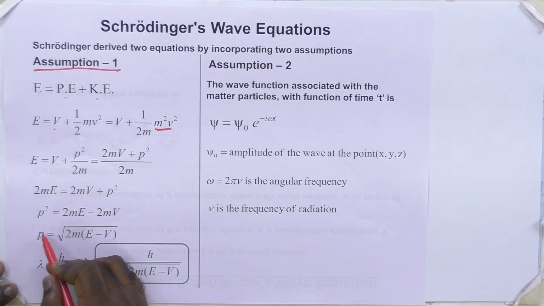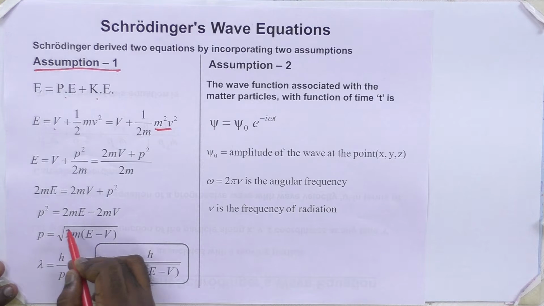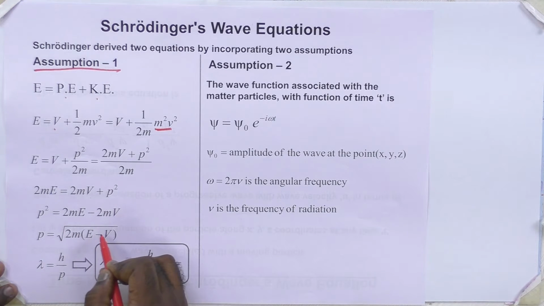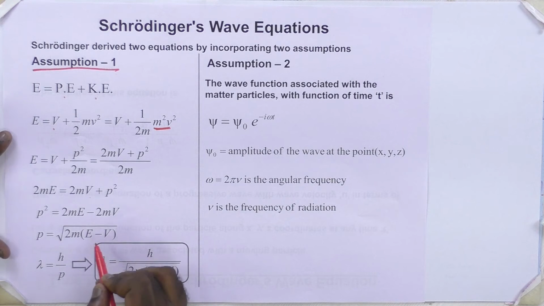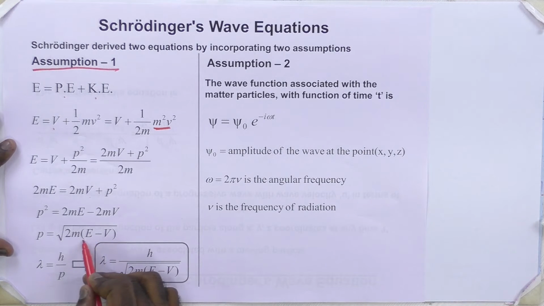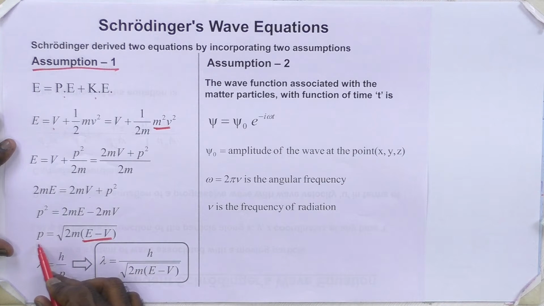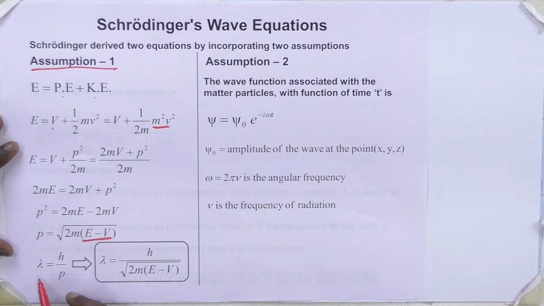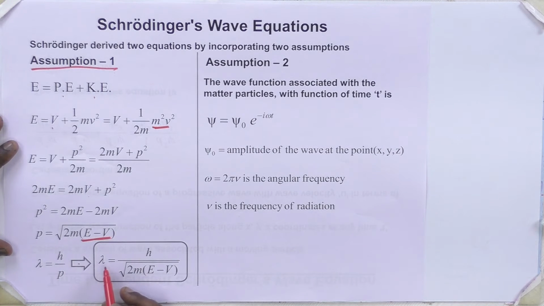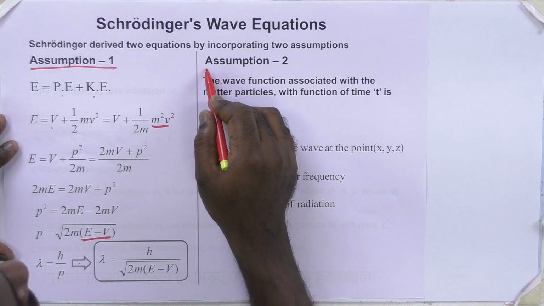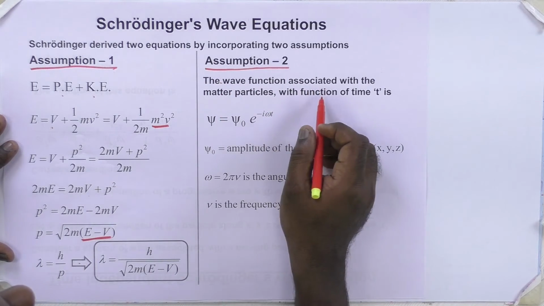So the momentum can be written as p equals square root of 2m into (E minus V), in terms of kinetic and potential energy. This is very important. We know momentum p equals h by lambda. So from this, lambda can be written as lambda equals h by square root of 2m into (E minus V).